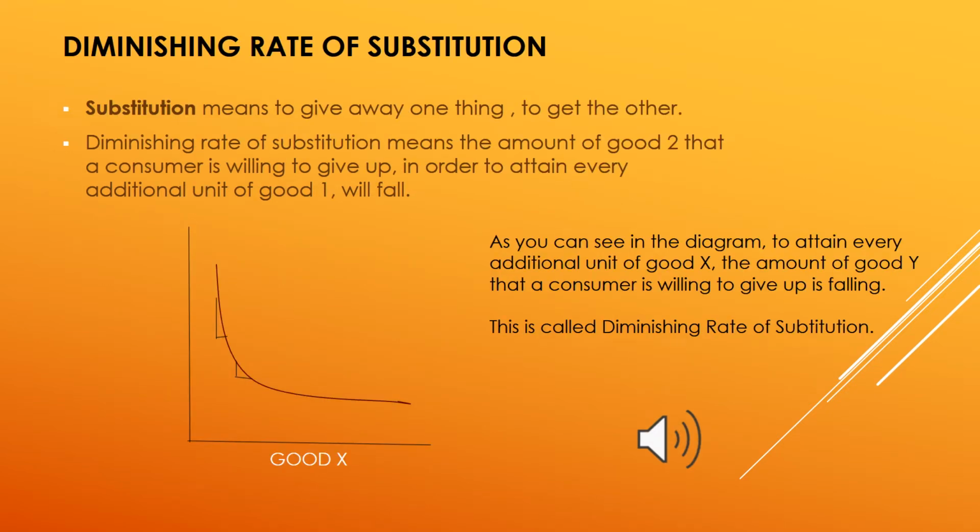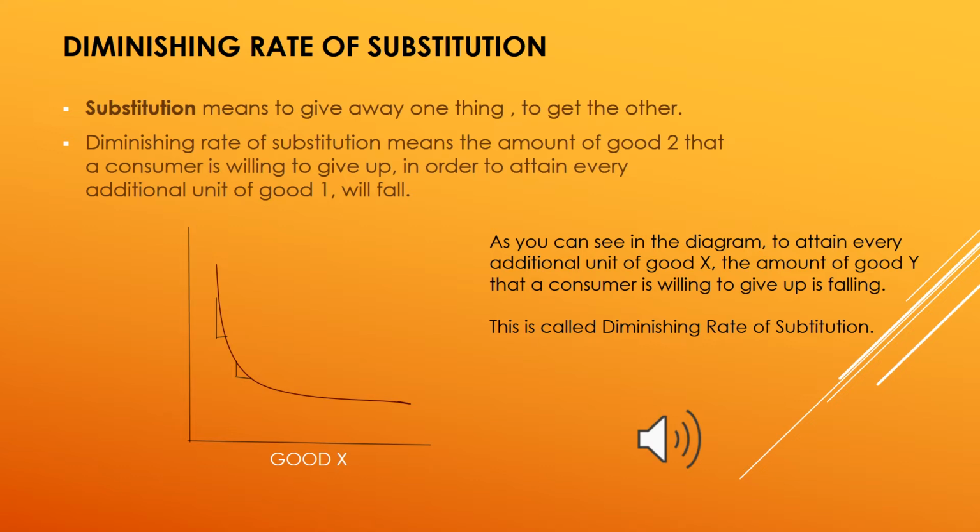So the next topic is diminishing rate of substitution. This is a very important topic, that's why I am explaining it separately. So first of all, what is substitution? Substitution simply means that you have to give up one thing to get another. You substitute one thing for the other. So now what is diminishing rate of substitution?